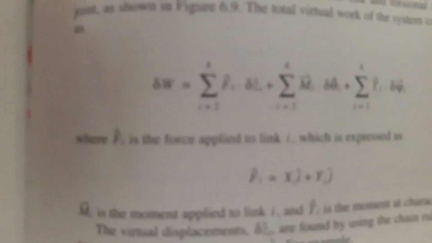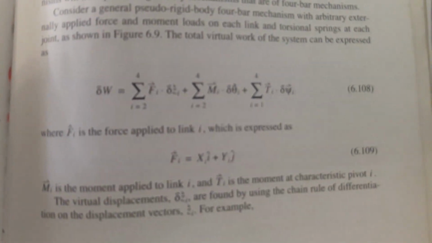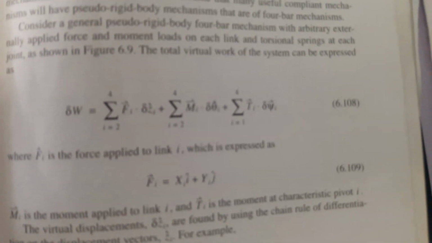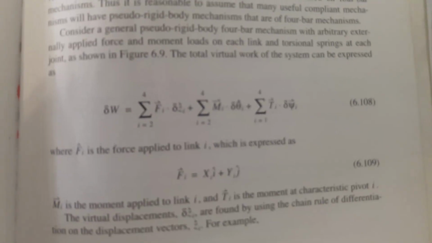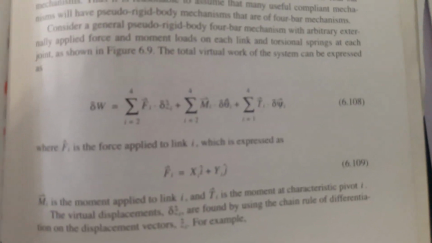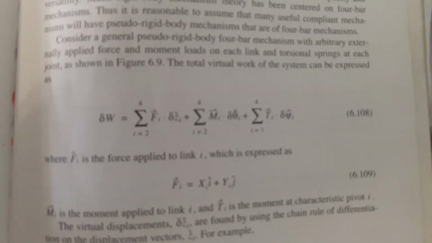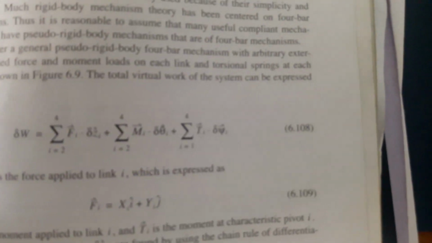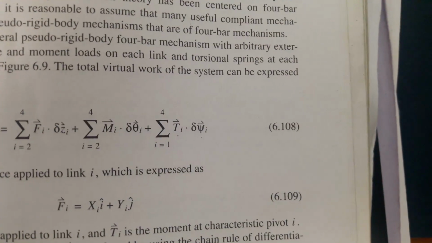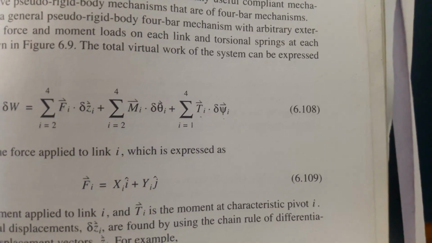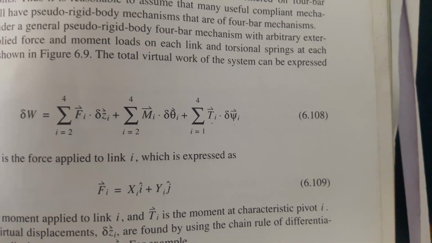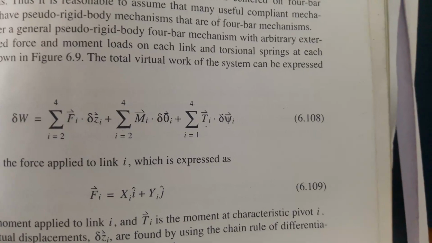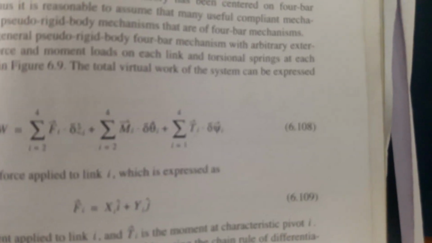In this section, it gives several equations for how to handle the virtual work for a four-bar mechanism. And there are certain assumptions that go into it. We've got the standard virtual work equation right there in 6.108. And you've got your forces and your moments, and then you've got your sources of potential energy, or V sub i. Those are just the springs.